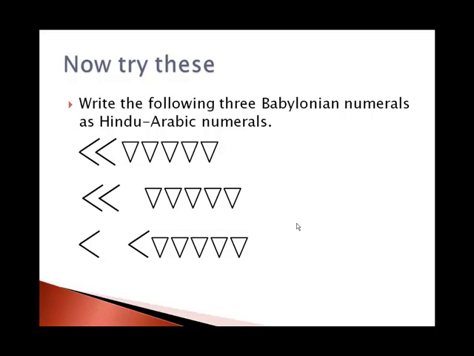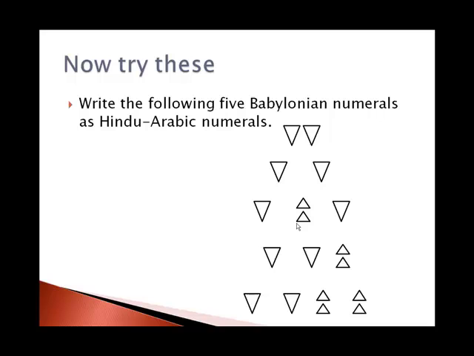And here are 5 more Babylonian numerals, some of them with the placeholder. Again, we can treat it like 0. The Babylonians wouldn't have thought of it that way. I'll let you pause it now.